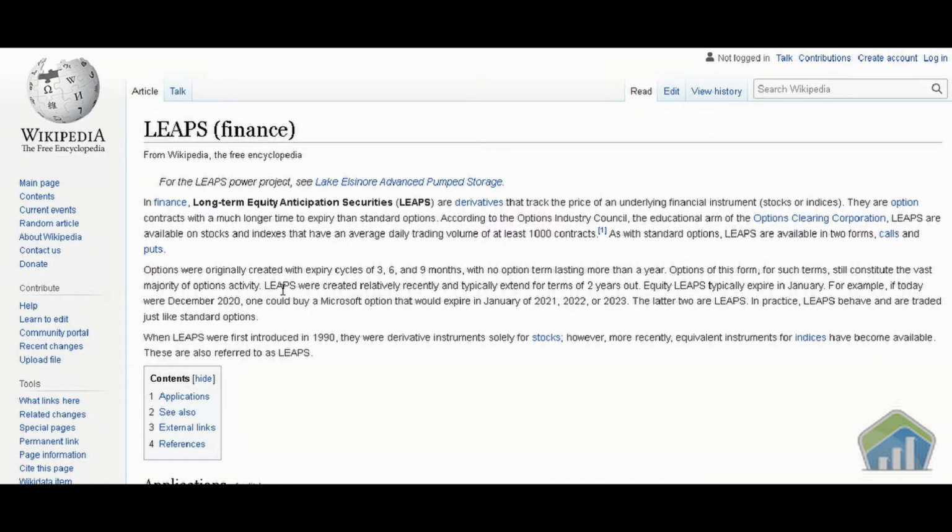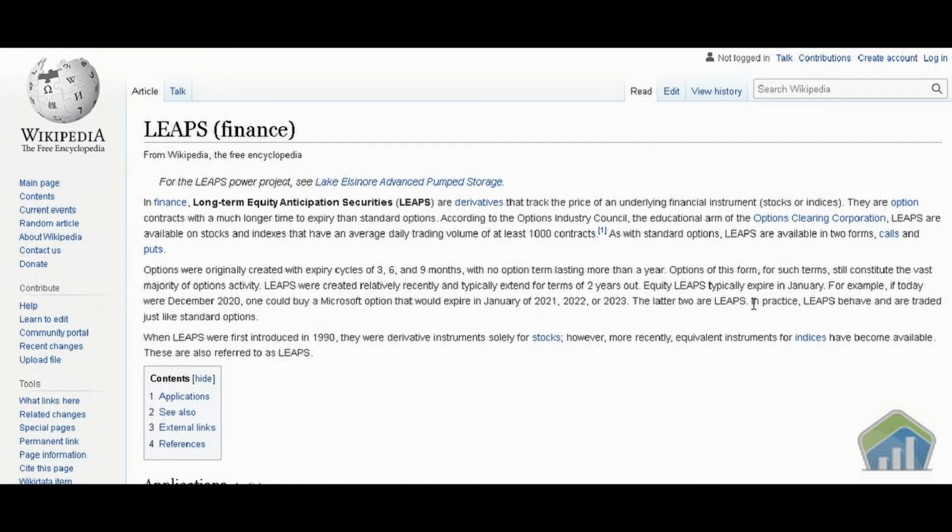Options were originally created with expiry cycles of 3, 6, and 9 months, with no option term lasting more than a year. Options of this form for such terms still constitute the vast majority of options activity. So the majority of the options or stocks that are out there still do the 3, 6, and 9 month cycles and expire within that year's time frame. These were created relatively recently and typically extend for a term of 2 years out.